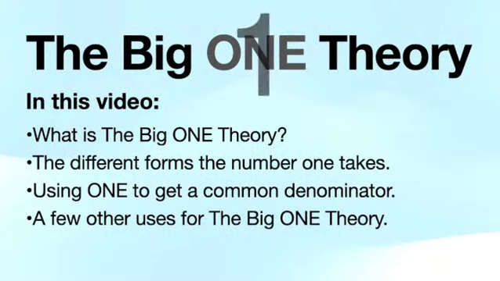This video is about something that I dubbed the Big One Theory. In this video, I'm going to tell you what the Big One Theory is. We're going to look at the different forms that the number 1 takes, and we're going to look at using 1 to get a common denominator, and there'll be a few other Big One Theory uses at the end of the video that I'll elaborate more on in the next video, or in future videos.